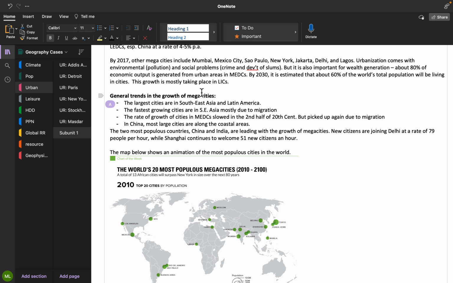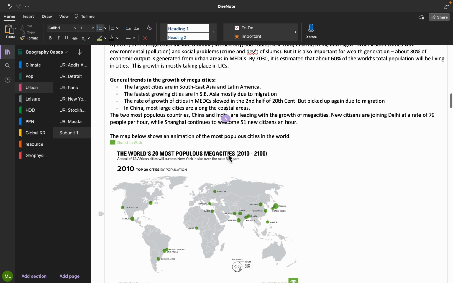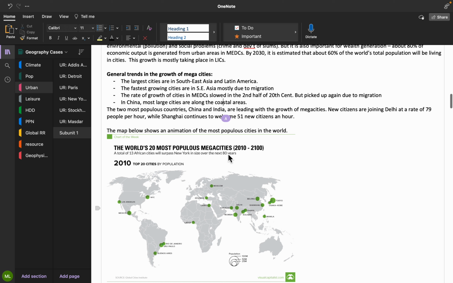So, there are general trends in the growth of megacities. The largest cities are in Southeast Asia and Latin America. And the fastest growing cities are in Southeast Asia, mostly due to migration as well. The rate of growth of cities in MEDCs slowed in the second half of the 20th century, but picked up again due to migration. So this unit has a lot of joint links with the population unit, which would also be good to review together.